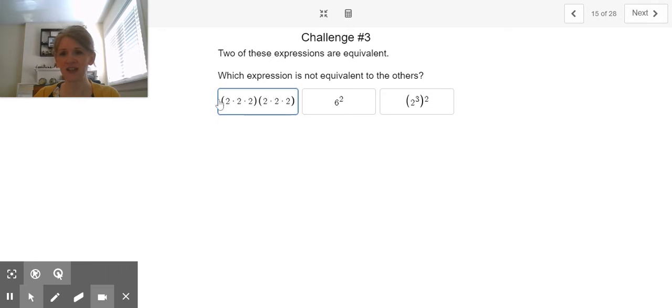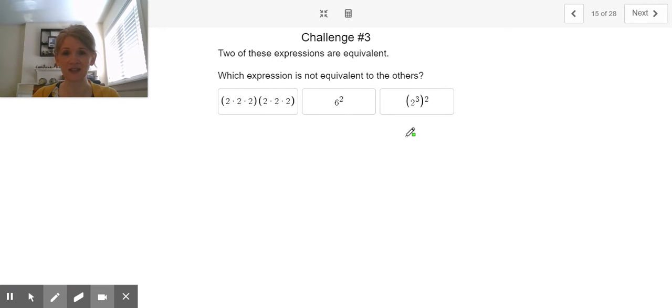So I'm just going to kind of scan these, and I'm looking at what they have in common and what they don't have in common. And what I'm seeing is this is the only one with a 6. So I'm thinking, well, can I make 6s? In that last problem, we made 20s. Can I make some 6s? Can I make 2 6s? 2 times 2. Let's try that.